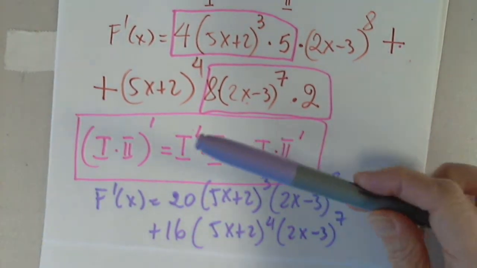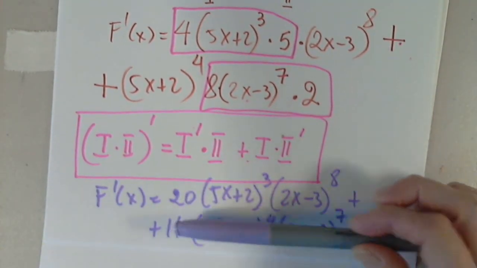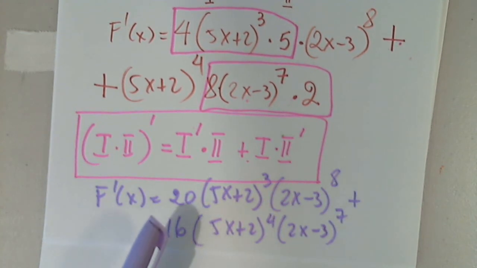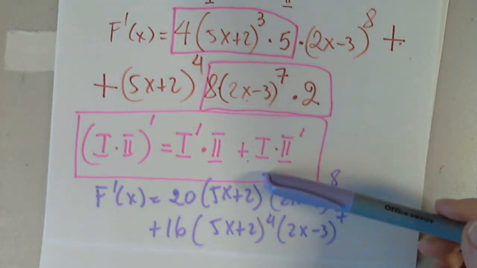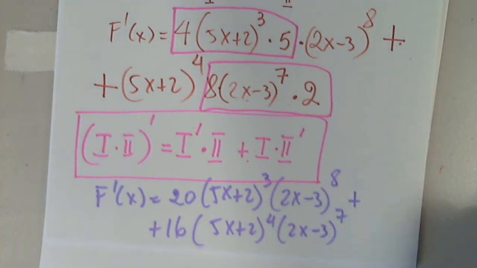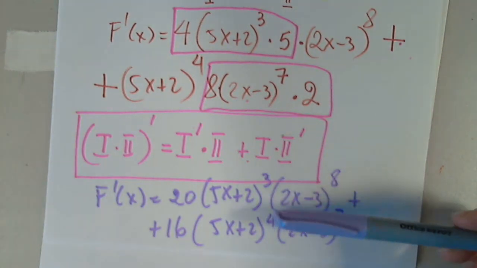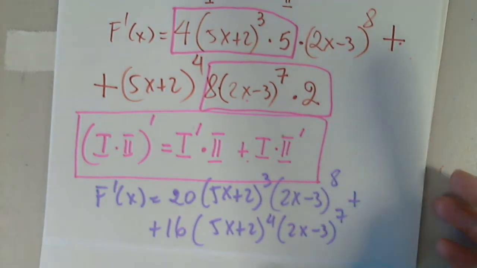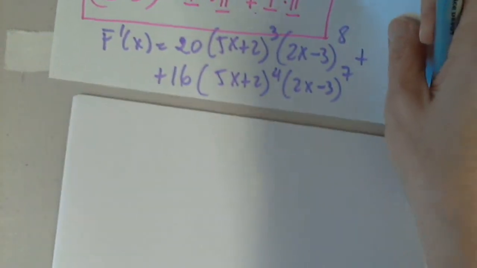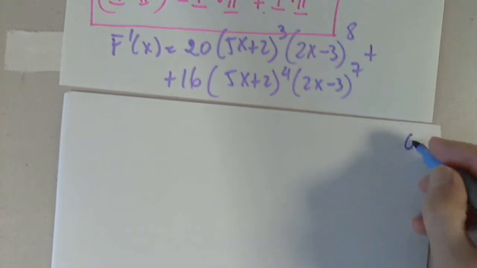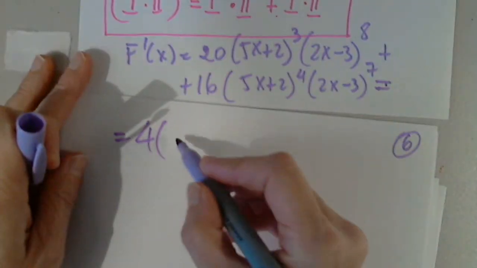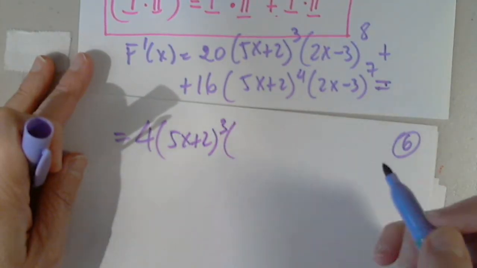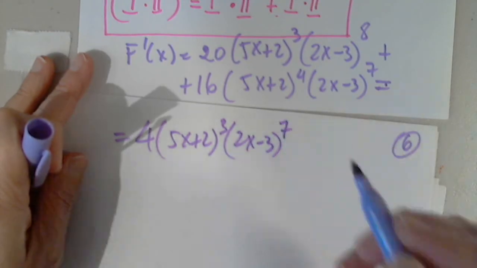I realize now that these two terms have 4 in common, so I'm going to pull out 4. They have 5x plus 2 in common to the third power. They have 2x minus 3 in common to the 7th power. Always choose the smallest of the two. So I pull out the greatest common factor, which is 4. 5x plus 2 to the third and 2x minus 3 to the 7th power.